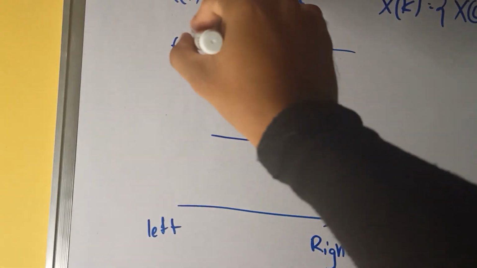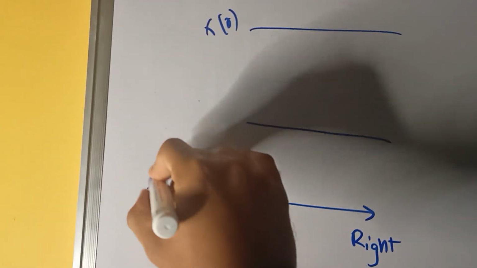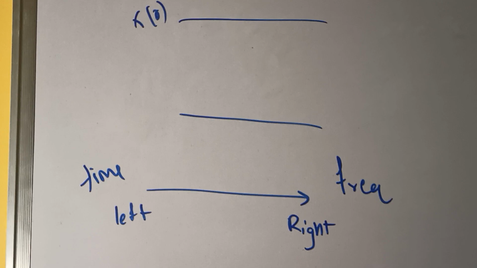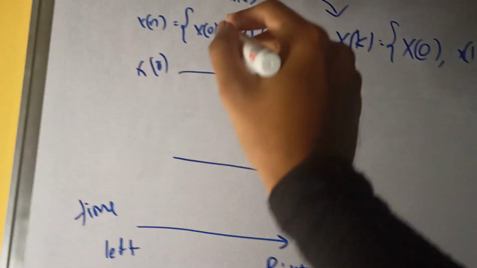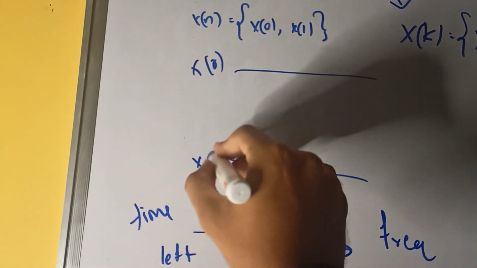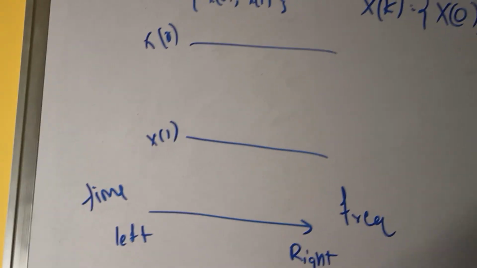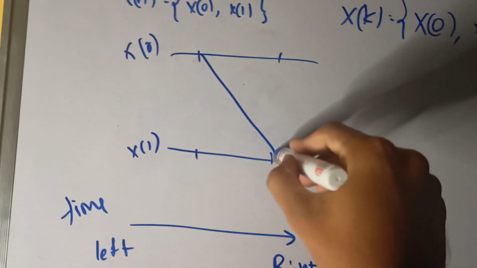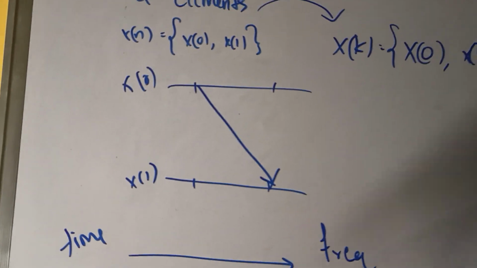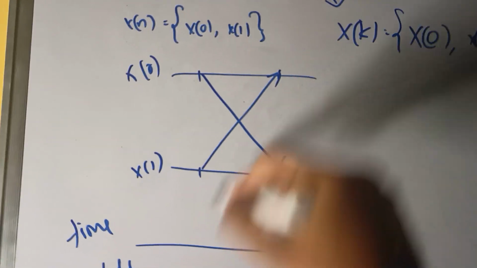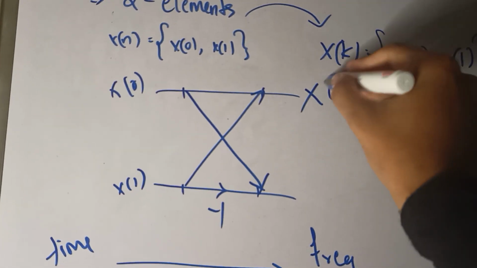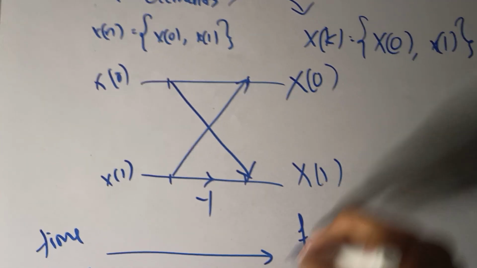This is time domain, this is frequency domain. Write the first element x of 0, x of 1, and take one point over here and join it over here. Then take one point over here and join it over here, and this will be -1, and this will be the frequency domain terms x of 0 and x of 1.